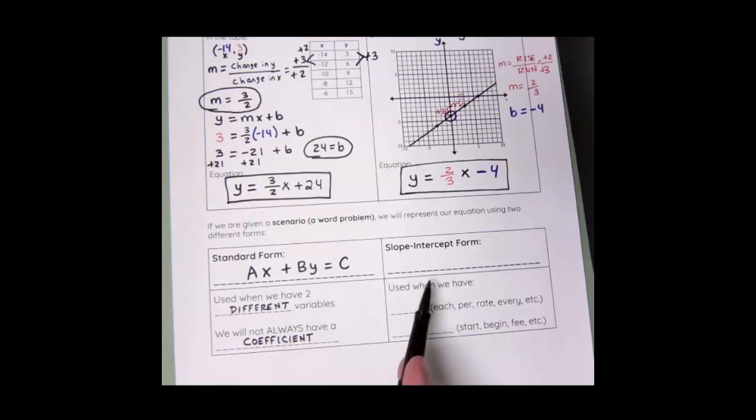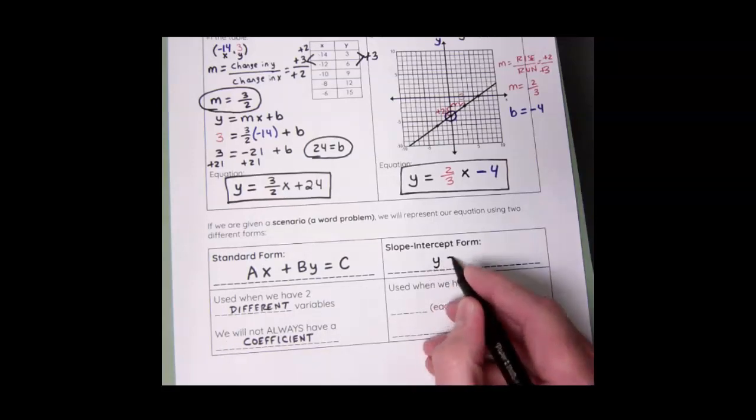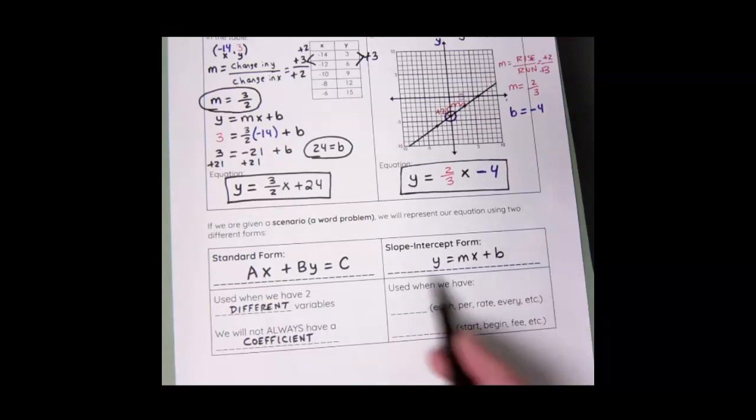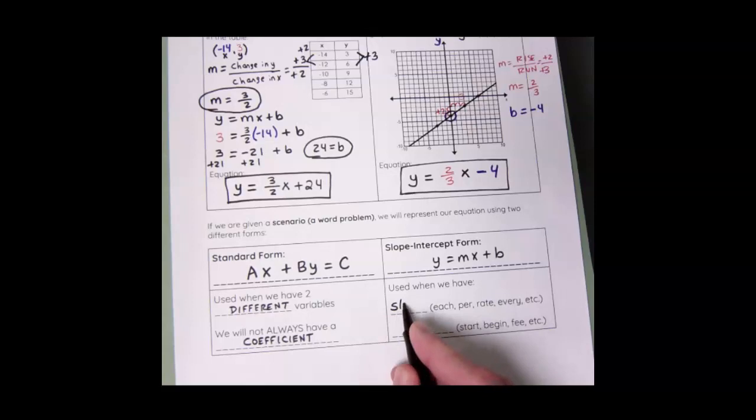On the other hand, slope-intercept form is y equals mx plus b. This is used when we have words like each, per, rate, every, and that would indicate our slope. Or words like start, begin, a fee, stuff like that, that would be your y-intercept.